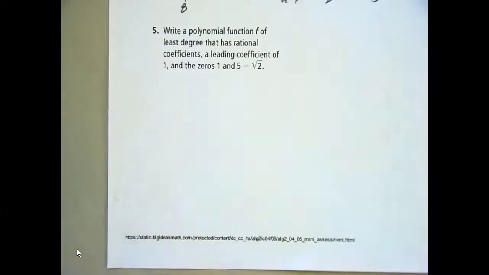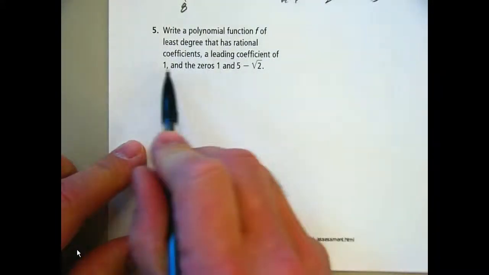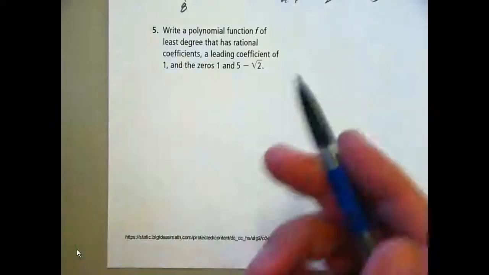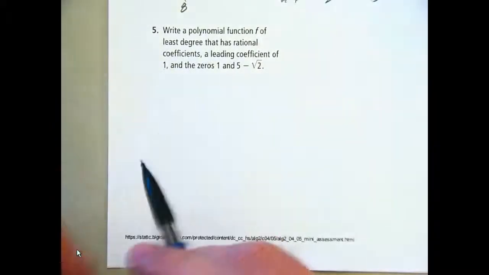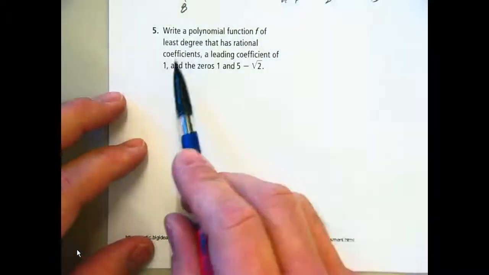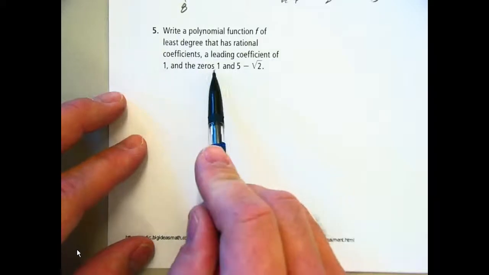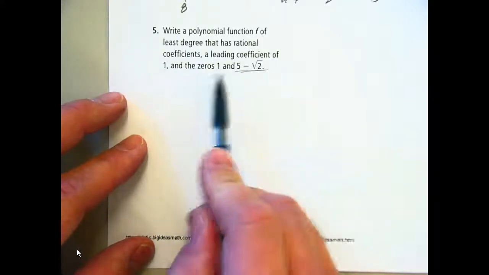Number 5. Guys, let's talk about this. Okay, write a polynomial function f with the least degree that has rational coefficients and a leading coefficient of 1. So in other words, it has rational numbers, and you don't have imaginary numbers as coefficients. Okay, the leading coefficient is 1, and your zeros are 1 and 5 minus root 2.